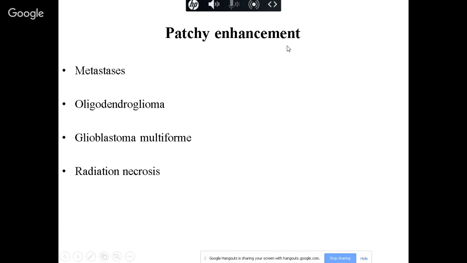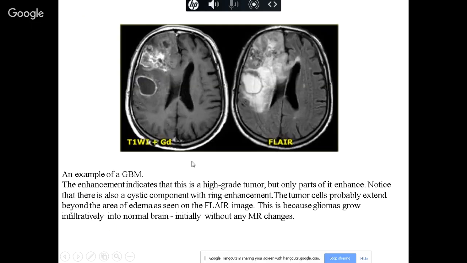Okay? Patch enhancement. Remember, when we talk, you always say enhance or not enhance. If the enhancement is patchy or homogeneous: metastasis, oligodendroglioma, GBM, the patch, radiation necrosis, the patch enhancement. So you look at this, we call it patch enhancement. If you look at the cystic one like this, it could even be a brain abscess. It's very homogeneous, but this gives you the idea.